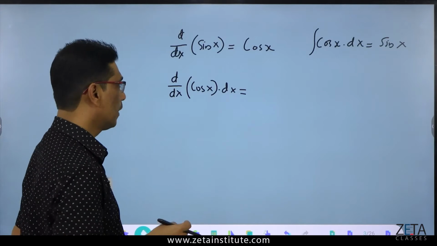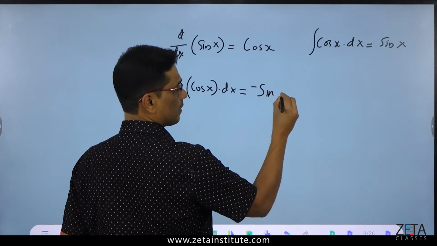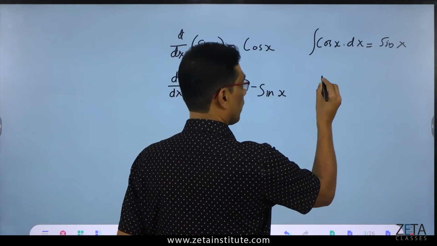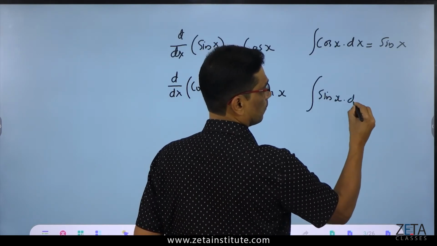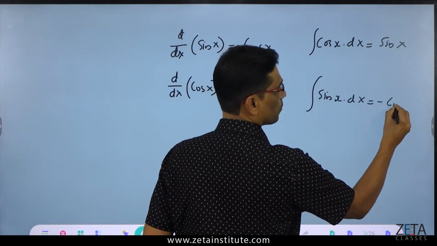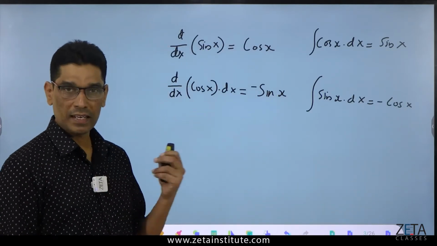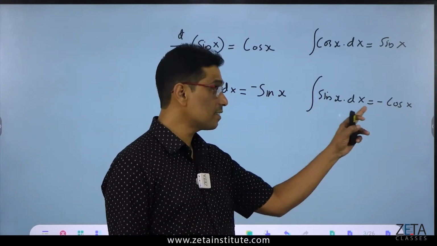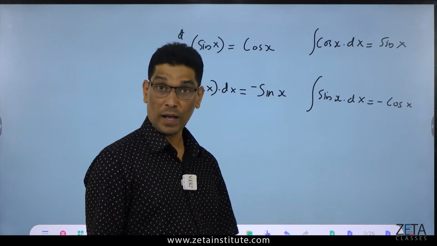What is that? It is sin x. Sin x minus sin x. So integration of sin x is equal to what? Minus cos x. Cos x means minus sin x. Definitely, integration of minus sin x is equal to minus cos x. Minus sin x is equal to cos x. So just write it: integration of sin x is equal to minus cos x.